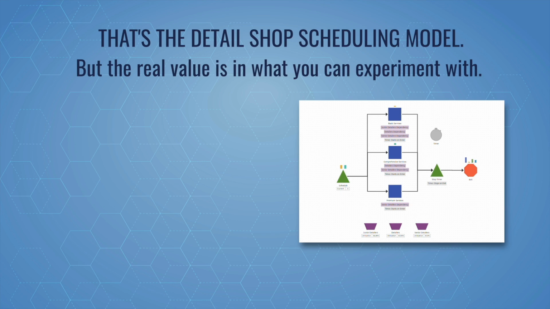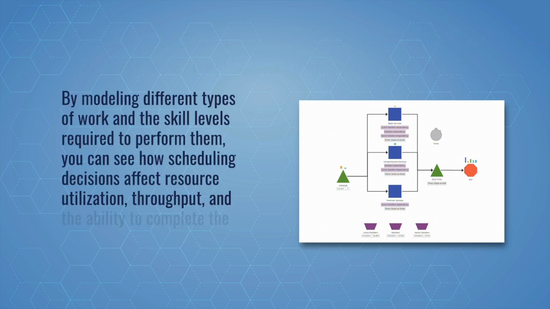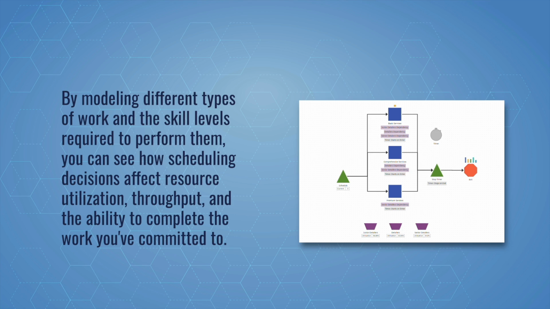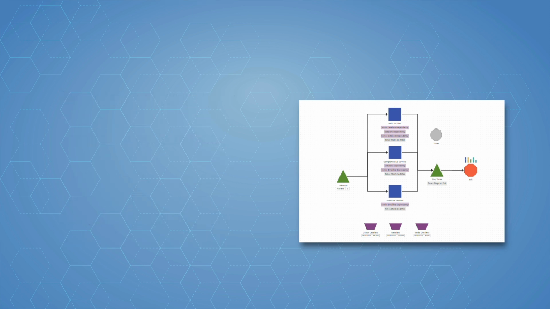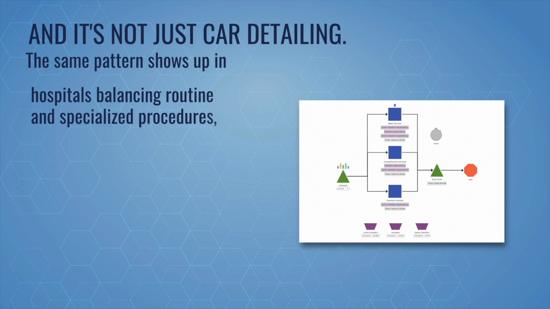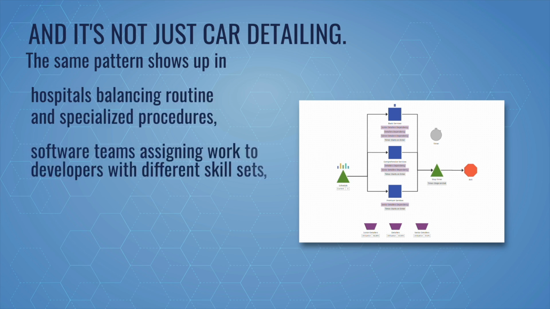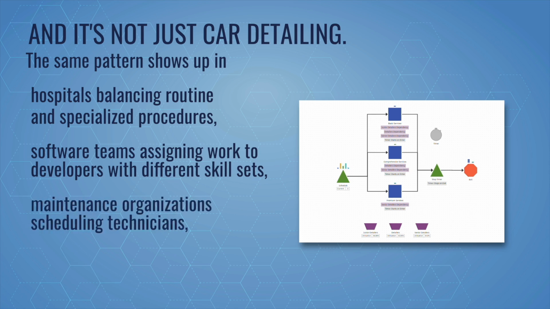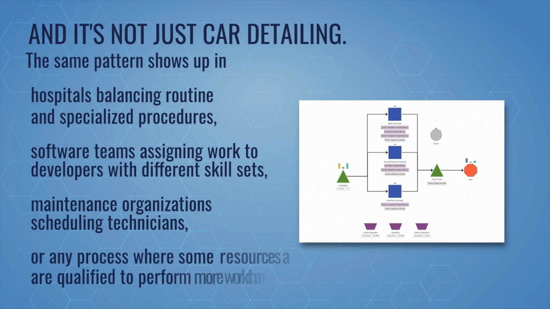But the real value is in what you can experiment with. By modeling different types of work and the skill levels required to perform them, you can see how scheduling decisions affect resource utilization, throughput, and the ability to complete the work you've committed to. And it's not just car detailing. The same pattern shows up in hospitals balancing routine and specialized procedures, software teams assigning work to developers with different skill sets, maintenance organizations scheduling technicians, or any process where some resources are qualified to perform more work than others.